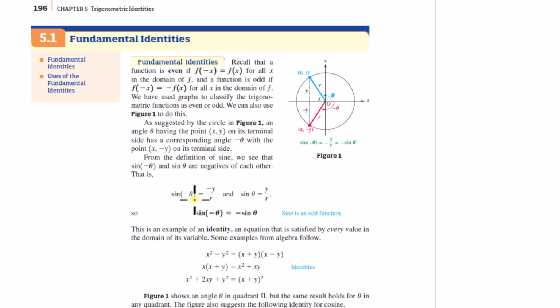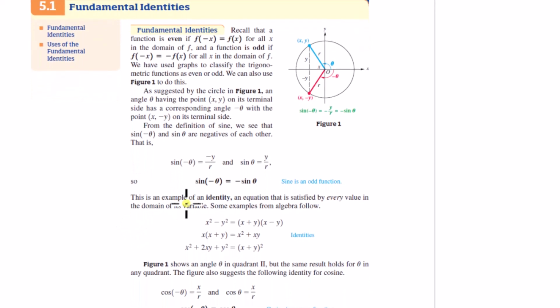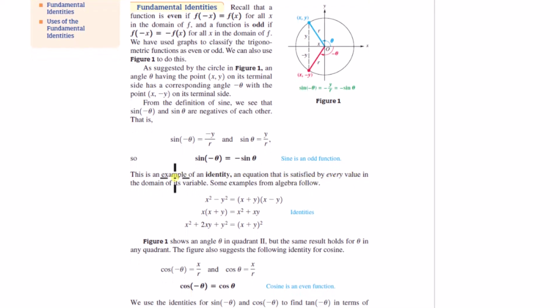So it's just another way of looking at the fact that sine is an odd function. Sine of minus theta is equal to minus sine theta for any theta. No matter what, it's any theta. And we talked about this in chapter 1, but this is an example of an identity, an equation that is satisfied by every value in the domain of its variable. So this term identity should sound familiar to you.